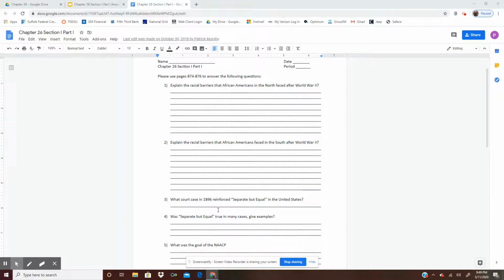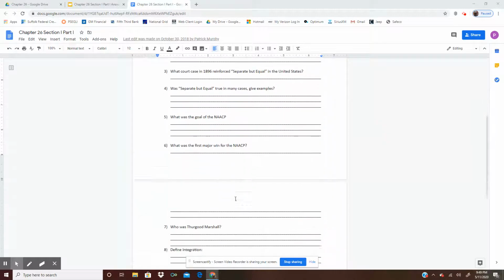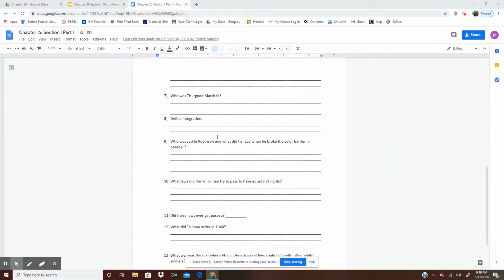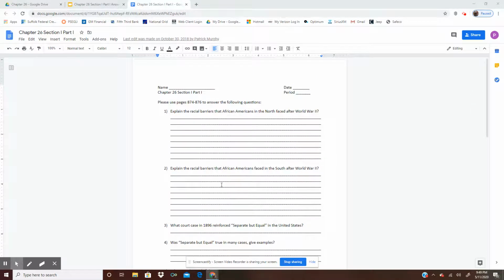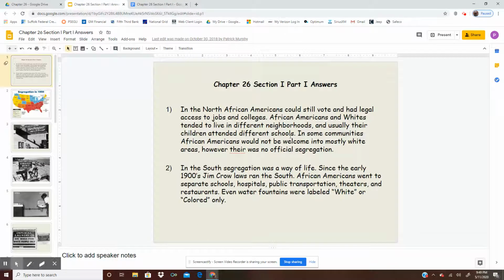However, some stuff is going to be on your test. Separate but equal will be on your test. The NAACP, Thurgood Marshall, integration, Jackie Robinson, all that stuff will be on your test. So I'm going to go over this. I'm going to post this sheet. I'm going to post the notes, the answers, as I go over it all.